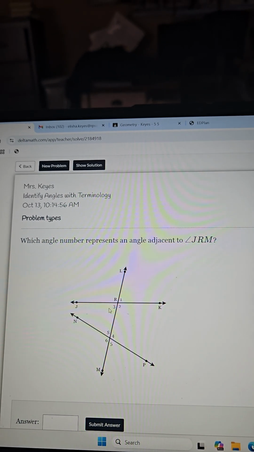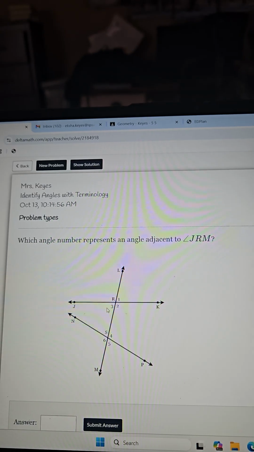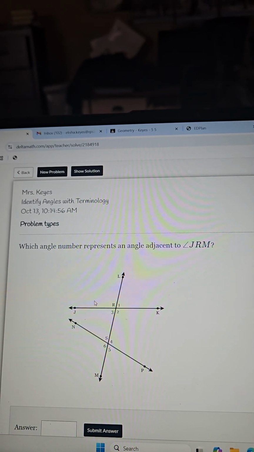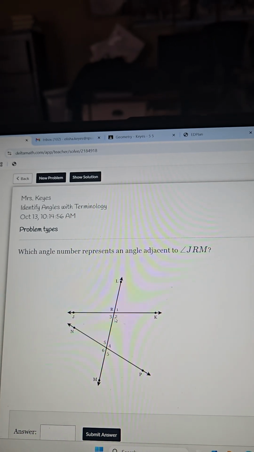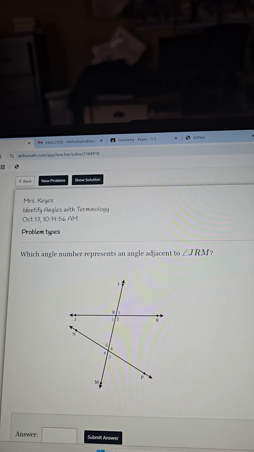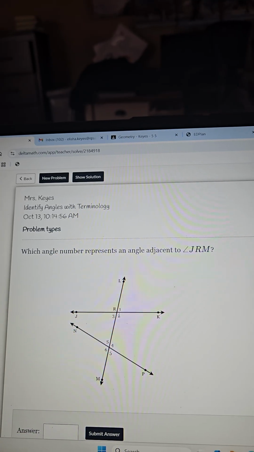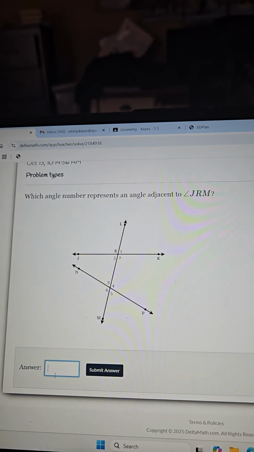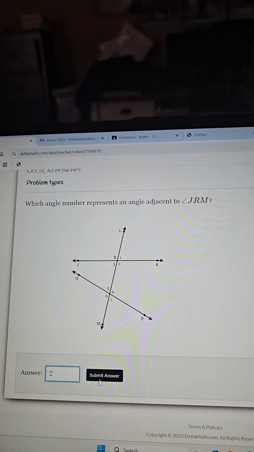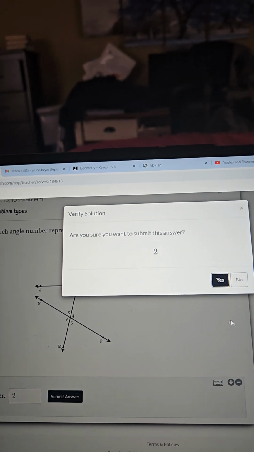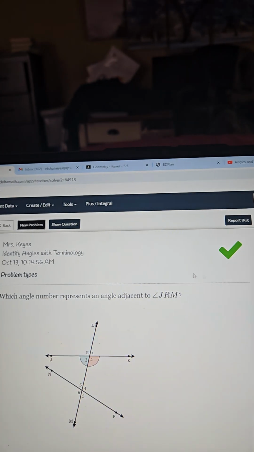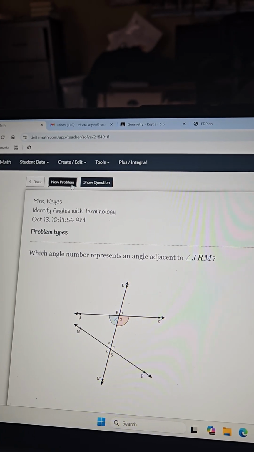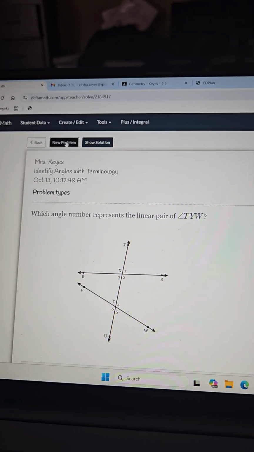And remember, adjacent means that they share a side and they're beside each other. So on this, R would be adjacent to 3, but it wants us to put a number, not a letter. And then the only number that's adjacent to 3 would be 2. So we're going to come down here to submit. And I'll do another one, see what it asks for, to kind of review a little bit.